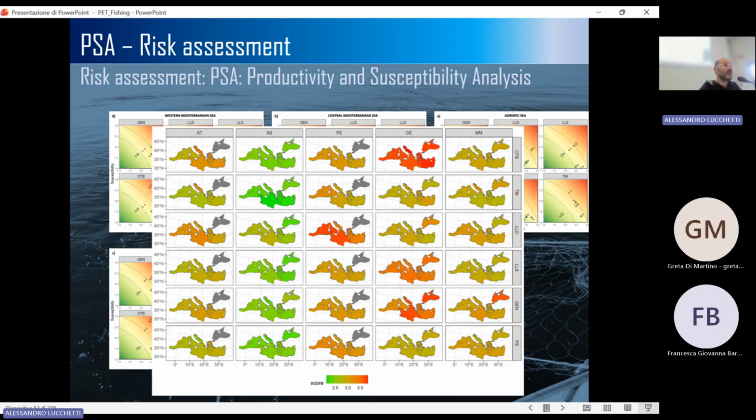You can produce a map of the potential risk for each fishing gear. Here you have the gear. OTB is the bottom trawling. TM is the pelagic trawling. LLD is the long line, and so on. GEN is the passive gear. Therefore, we produce this PSA, the potential risk of bycatch for certain species in certain areas.